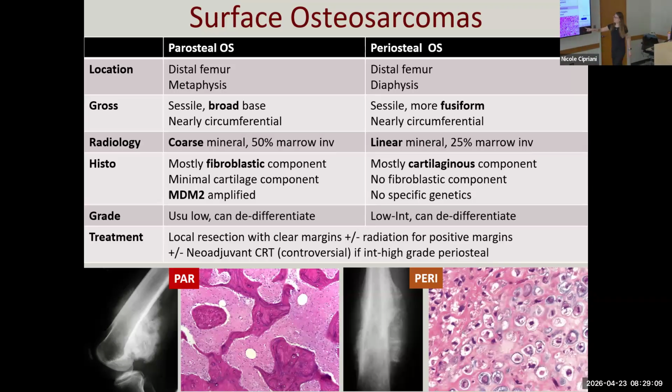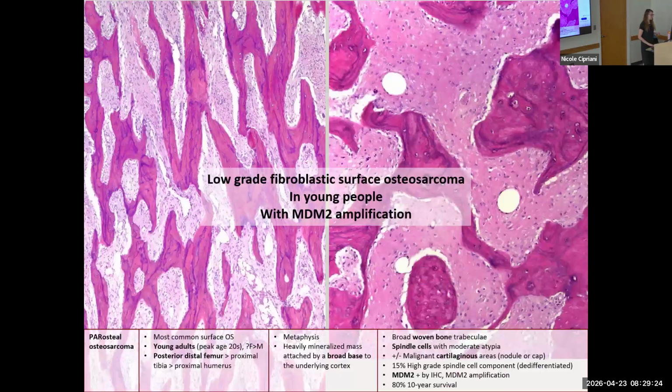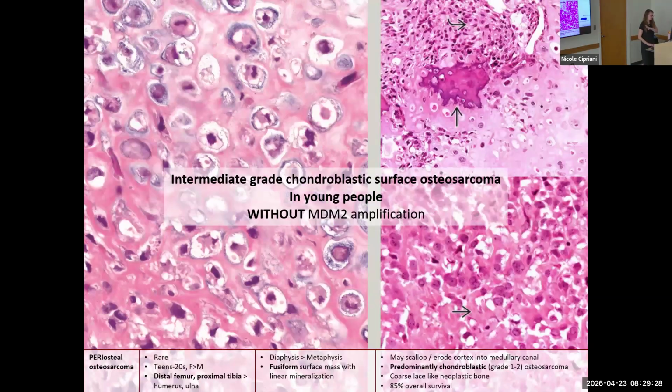The bone in periosteal can be very sparse, especially if it's only a biopsy. But if you have this radiographic appearance, right, this sort of sessile fusiform expansion around the distal femur, think about these surface osteosarcomas. So this is parosteal, this is periosteal.